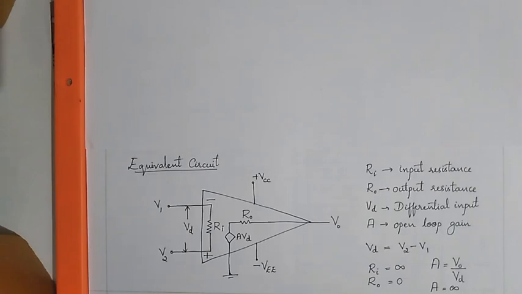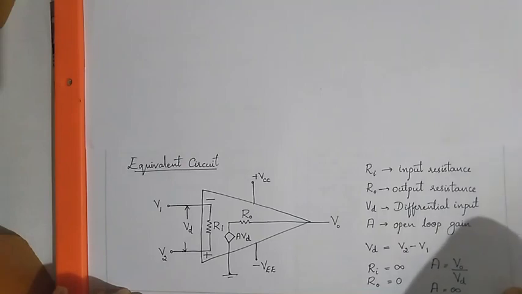R0 is the output resistance. Vd is the differential input voltage. This differential input voltage is multiplied by the open loop voltage gain A. This A into Vd appears at the output, so the output voltage is thus equivalent to A into Vd. A Vd is a voltage source, which is in series with the output resistance R0. Ideally Ri is infinite, R0 is zero, and the open loop gain is infinite.